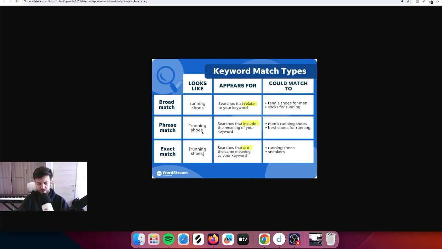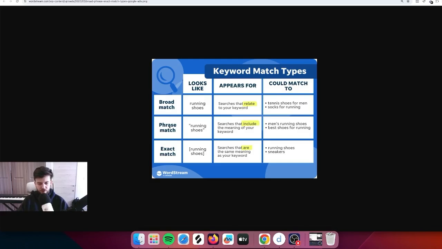So if the keyword was running shoes with phrase match, and you did that by adding these quotation marks, then you're going to start automatically bidding on keywords like men's running shoes or best shoes for running. And then when you have broad match, you basically let Google go wild. It goes and bids on all kinds of things. And broad match will usually require you to be more on it and looking at the search terms, because if you don't do that and you don't add negative keywords, Google will go on a massive tangent.